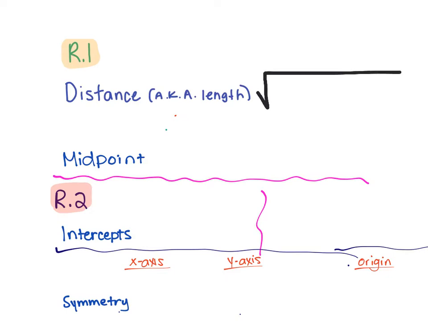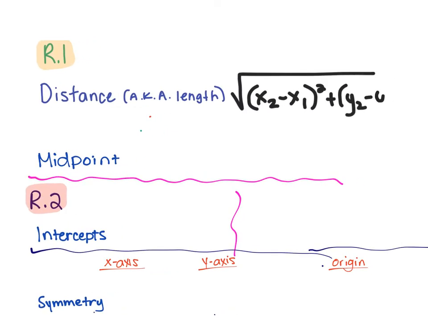So distance is the square root of x2 minus x1 squared plus y2 minus y1 squared. And this is how we find the distance between 2 points, and it's also referred to as the length of a segment connecting those 2 points. So we used this a couple ways. One was with the circles, and one was with the triangles.